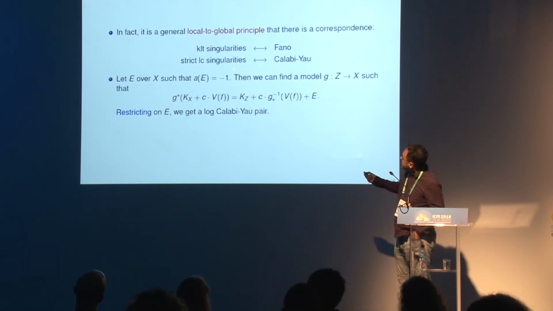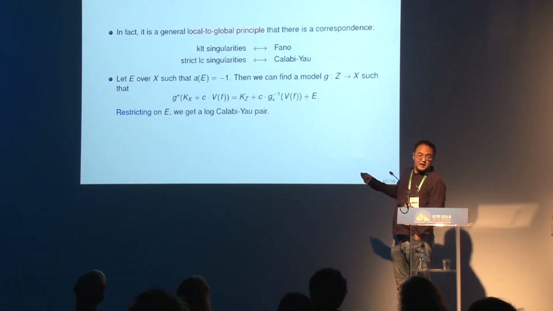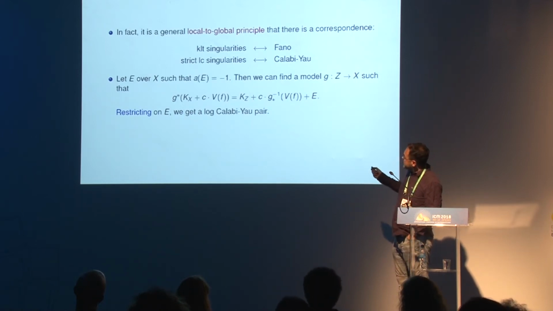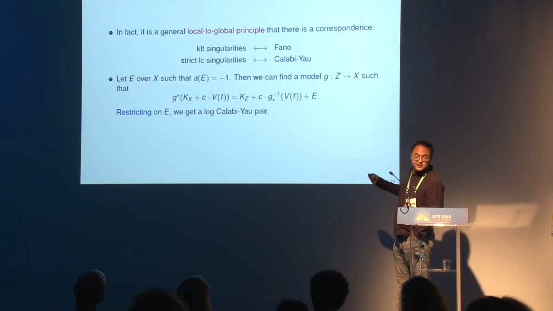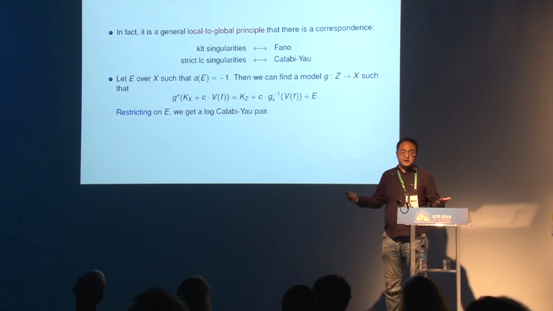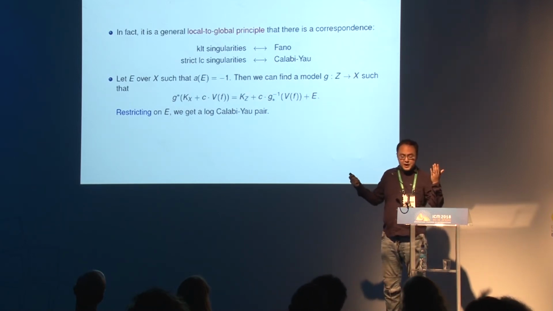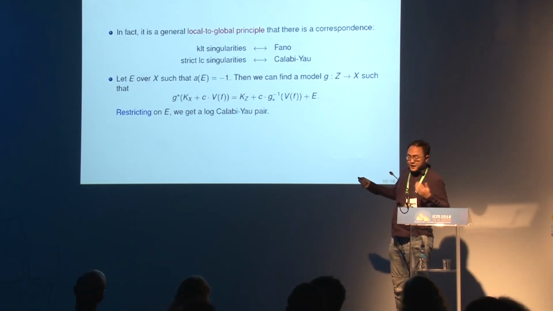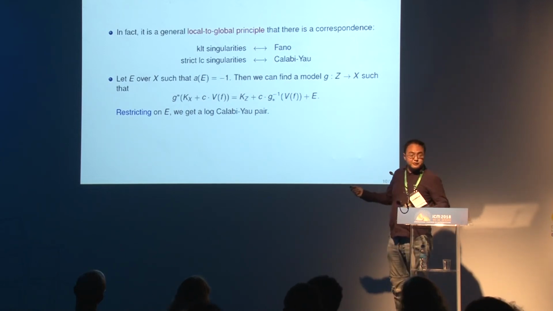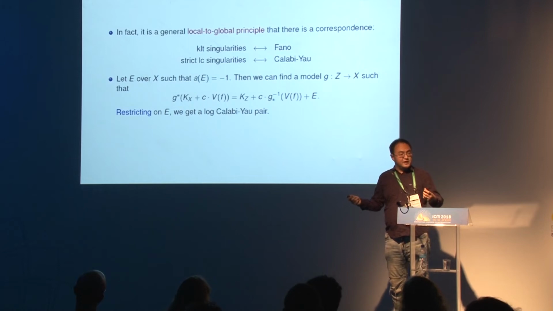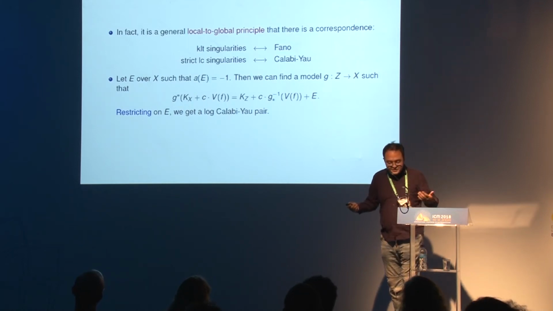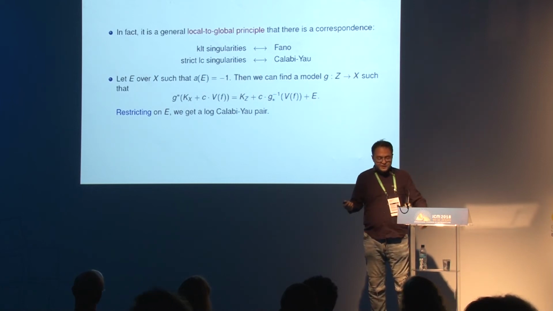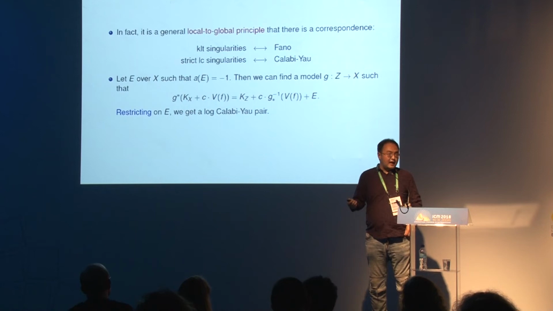On the other hand, because of this property, it has this kind of expression. If I restrict this expression, K_Z plus E, to E, by the adjunction formula I just get K_E. And this divisor, if I restrict it to E, I just get a boundary. So out of this, I get a log Calabi-Yau pair. This is the way that, out of a strictly log canonical singularity, I get a log Calabi-Yau pair.